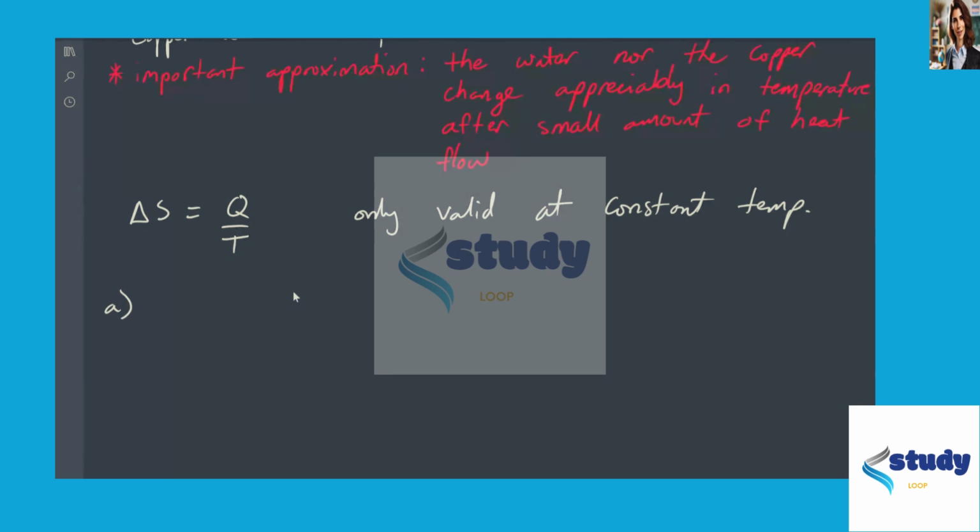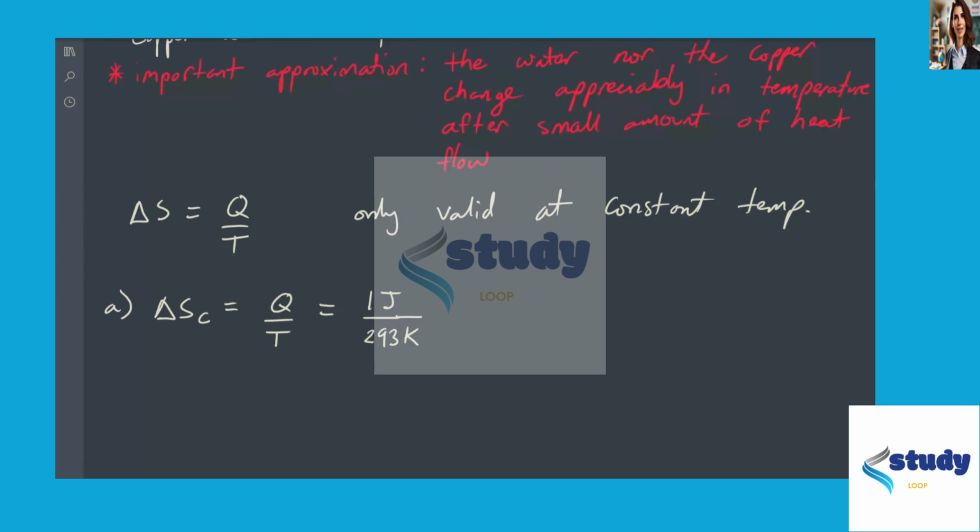And so to calculate the change in entropy of the copper, it is simply Q over T, where Q is the amount of heat flow, and T is the temperature of the copper. So we are told that 1 joule of heat flows over the temperature of the copper, which is 20 degrees Celsius, but we have to convert this to the absolute temperature scale, and so 293 Kelvin.